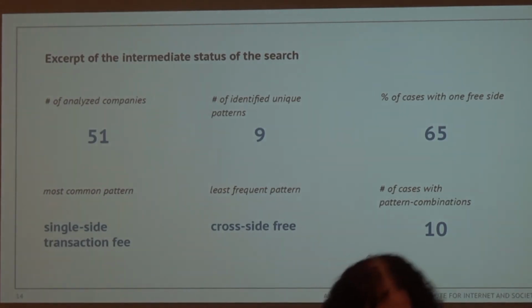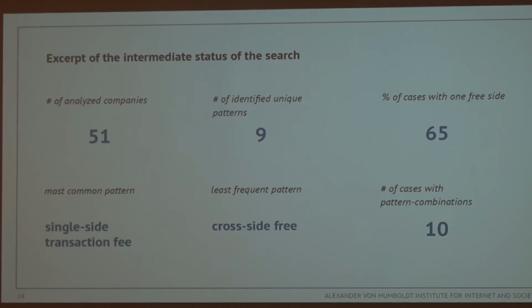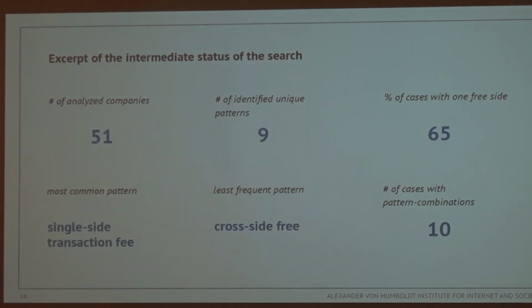What did I do so far? I analyzed 51 of these companies. So far, I found 9 unique patterns. In 56% of the cases, one side was not charged at all, so it was subsidized. This is the case when the access to either the supply side or the demand side is much more valuable for one side than to the other.